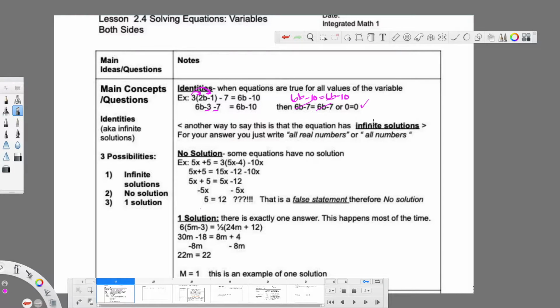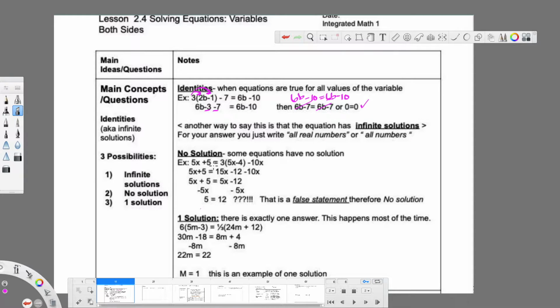Because since they're identical, if I have 6 times a number minus 10, well, this side is 6 times the same number minus 10. So it's going to be the same on both sides no matter what I plug in. No solution is when literally some equations have no solution. So if we look at this example, we have 5x plus 5 equals 3 times the quantity 5x minus 4, minus 10x.